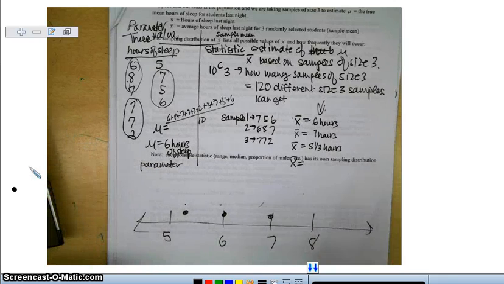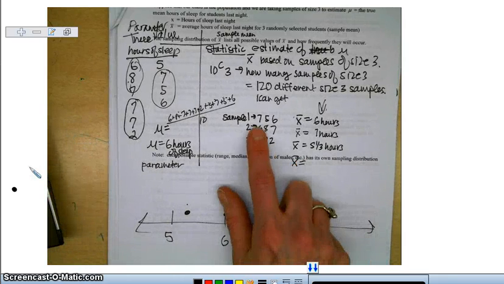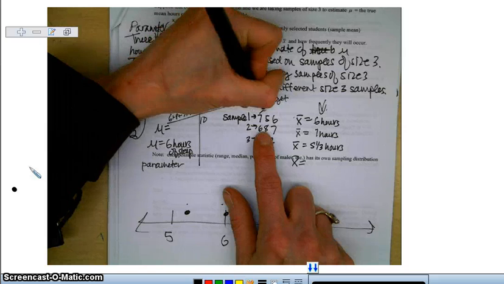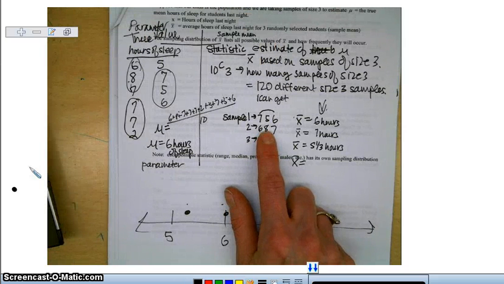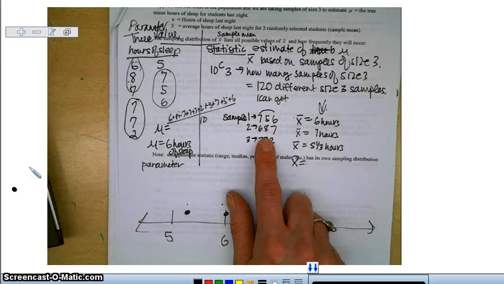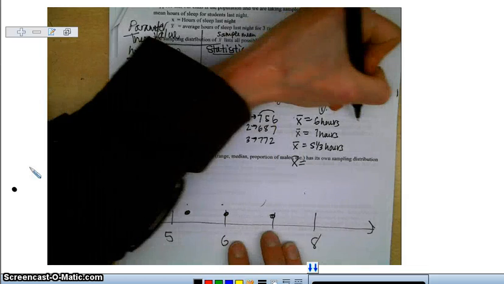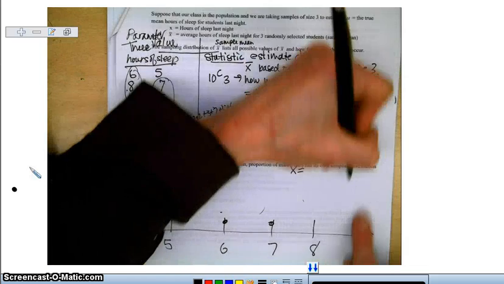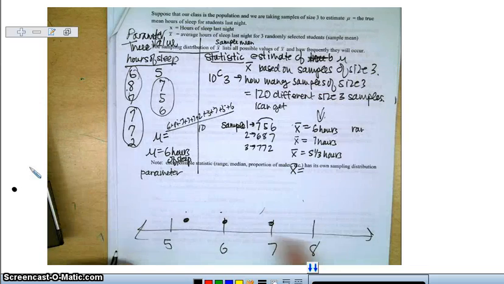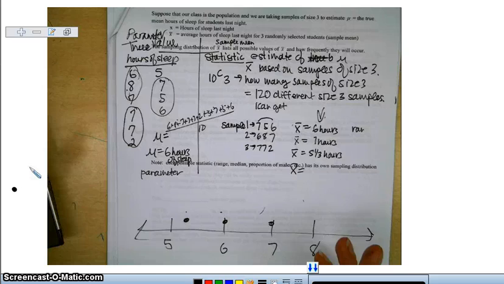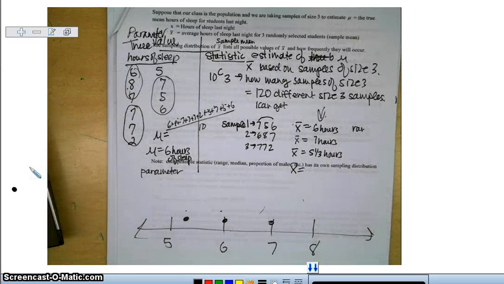Now, do I have to just use the mean? Could I calculate a different statistic from that sample? Could I calculate the range? What would be the range for this sample? Biggest minus smallest is the range. 2. And the range for this? 2. And the range for this? 5. And I could look at all those ranges. I could make a list of all 120 ranges and graph that. You can have a sampling distribution for any statistic that you know or that you make up.